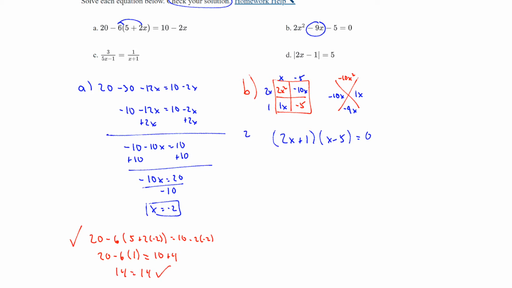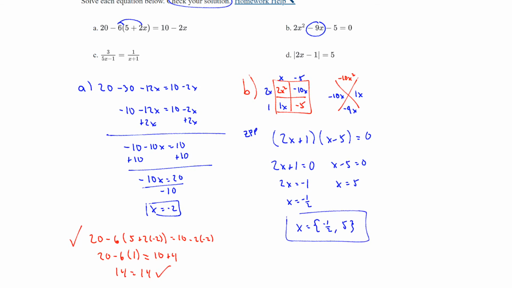Then we can apply our zero product property, saying that when two numbers are multiplied to give you 0, one of them must be 0. So we'll set both factors equal to 0 and solve. One of our answers is x equals negative 1/2, and the other one is x equals 5. So negative 1/2, comma 5 is the solution for that quadratic. Once again, to check, you plug those back in and see that they work.